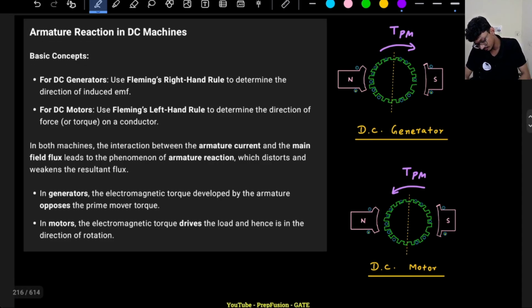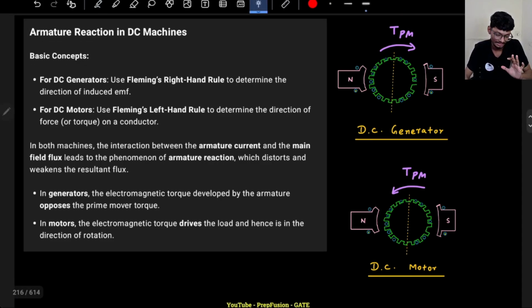So for DC generators, first of all we will decide how to determine the current direction. For a DC generator we use Fleming's right hand rule, for motors we use Fleming's left hand rule. In this lecture only we have discussed that. So first let me decide the current direction, then I will decide the overall resultant flux direction.